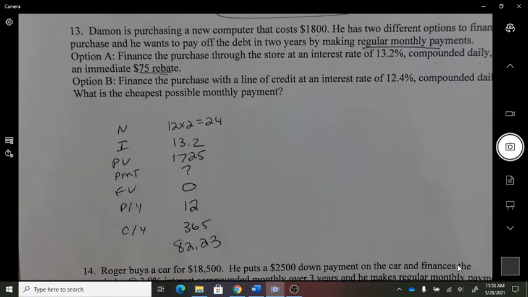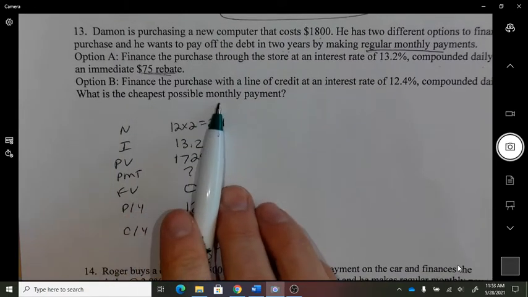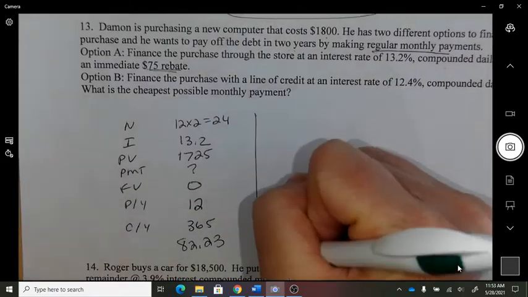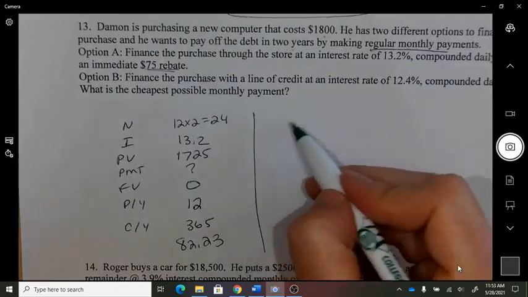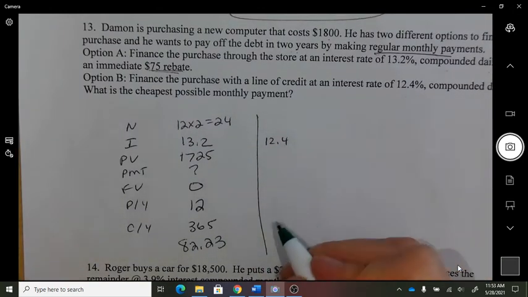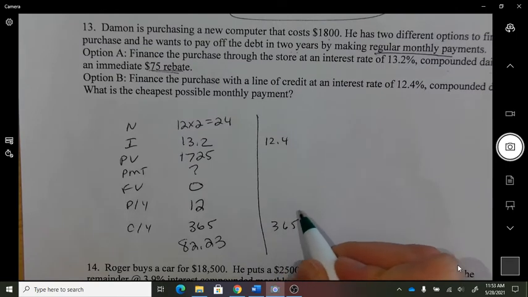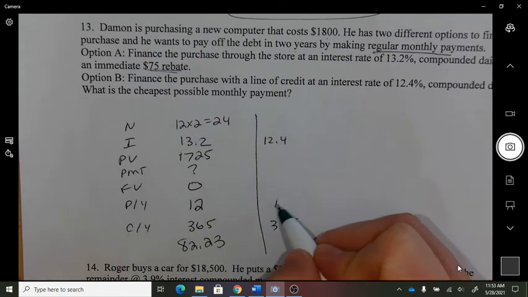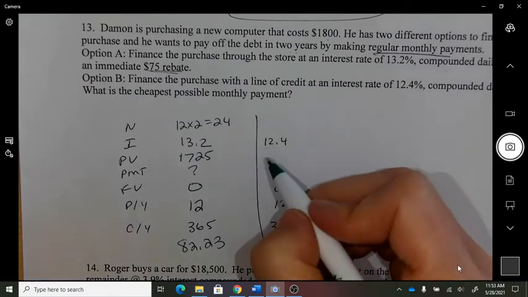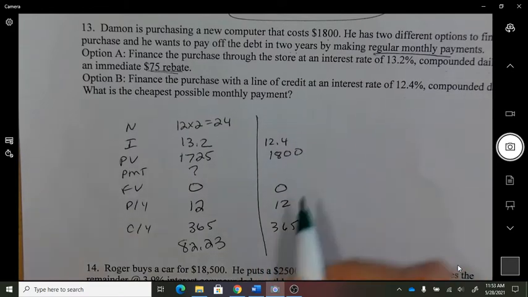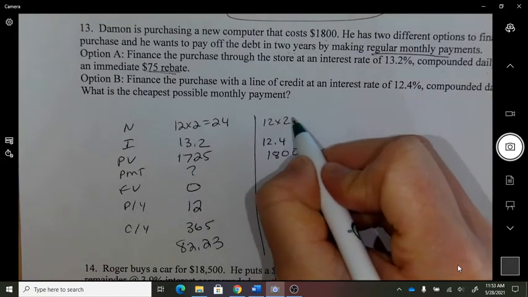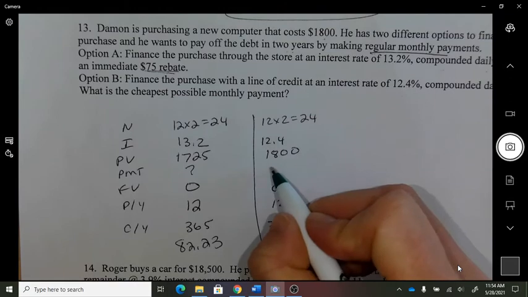Which one is the cheapest possible monthly payment? Okay, so a monthly payment, so I don't need to do any more. Option B, well, we have a 12.4%, compounded daily, so that's the same. Regular monthly payments was still the same. We obviously still want to end up with 0. This time we don't get the rebate, so that has to start at 1,800. And I think this will be the same because we're doing monthly payments for 2 years.